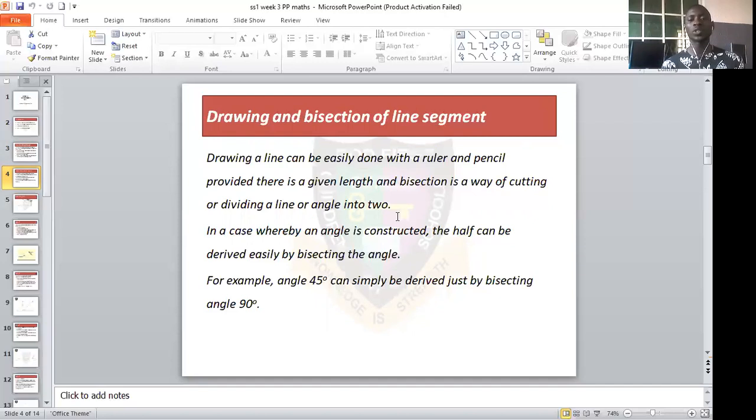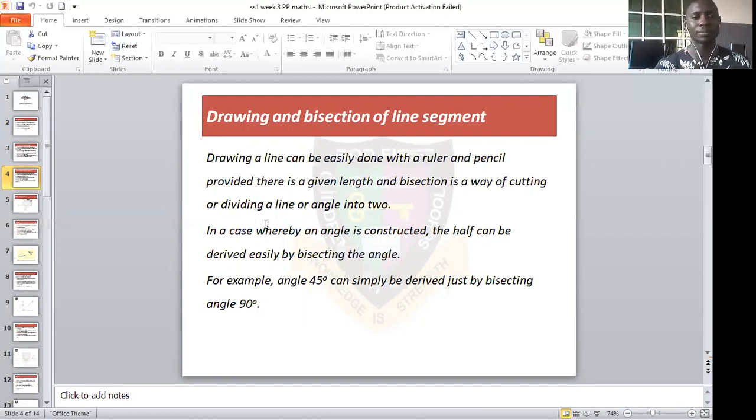In case whereby an angle is constructed, the half can be derived easily by bisecting the angle. You can be given angle 120, divide it, you get angle 60. Given angle 90, you get 45, like I said earlier. You can be given several angles. So when you bisect, if you construct angle 30 and bisect it, it gives you angle 15. For example, angle 45 can simply be derived by bisecting angle 90. So I'll take you through how you can bisect.